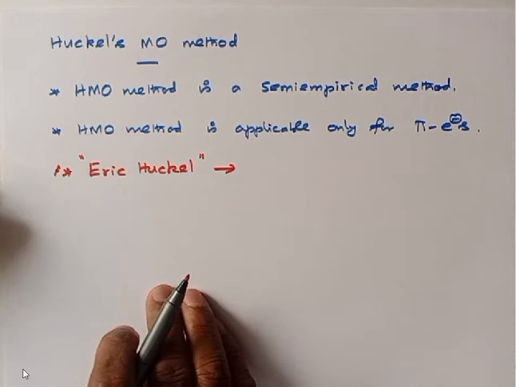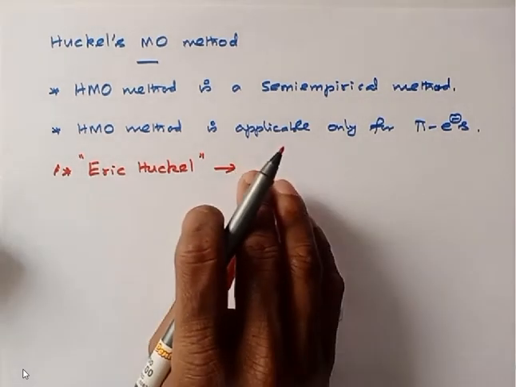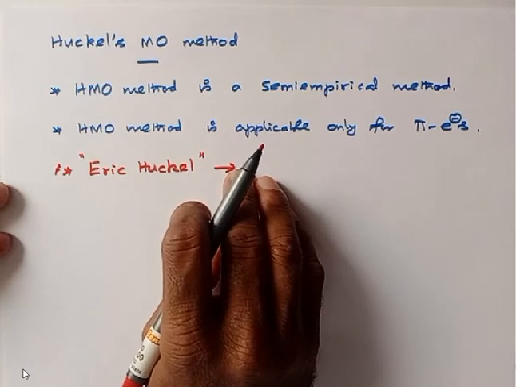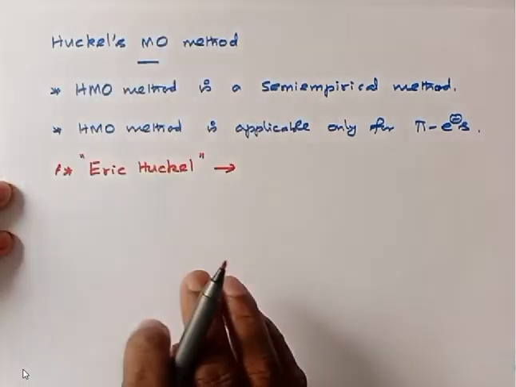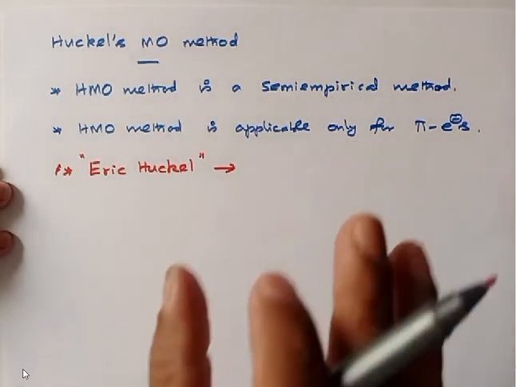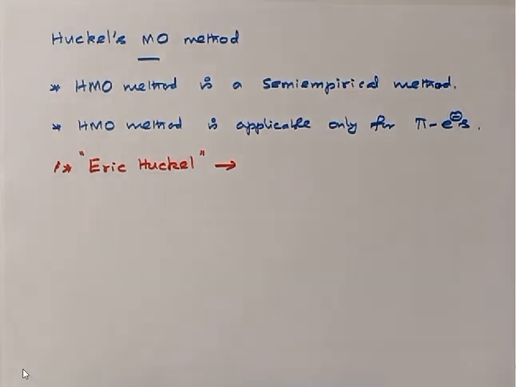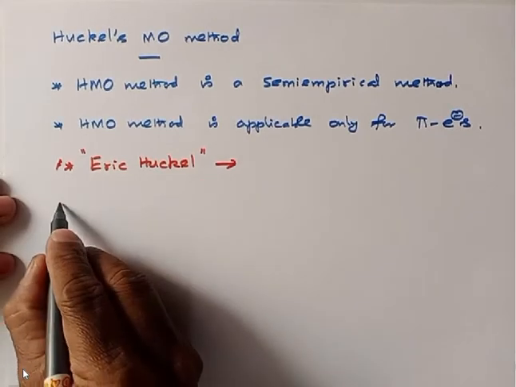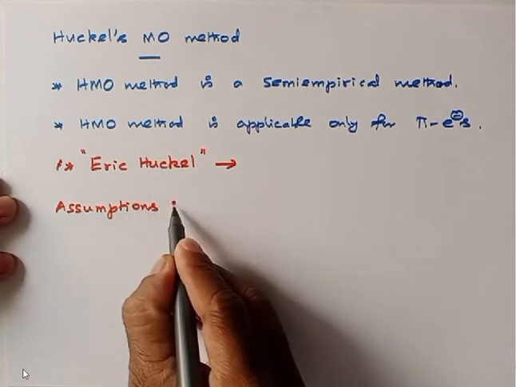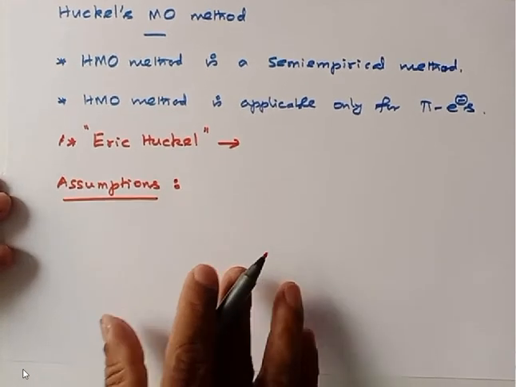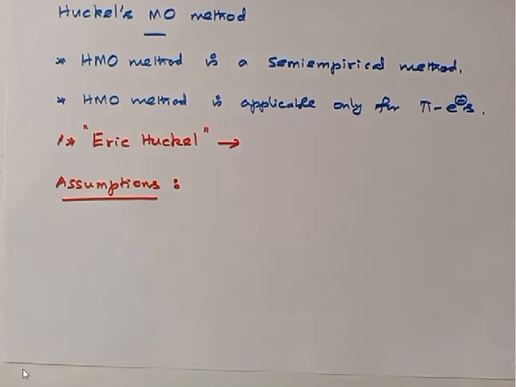He made a lot of assumptions just to make the calculation simple. That is why the Huckel molecular orbital method is often called a simple method. Why is it simple? Because Erich Huckel introduced a lot of approximations. We will discuss all those things as we go along. First let me introduce the assumptions that Huckel made in the Huckel molecular orbital treatment.